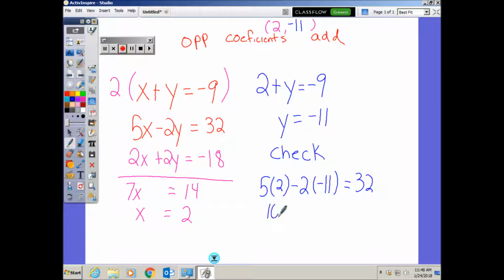5 times 2 is 10. So you can do just 2 times 11. You can ignore the negative sign here and do 2 times negative 11, which is negative 22, but then you're subtracting the negative, which is the same as adding. Or you could keep the negative sign with the 2. Negative 2 times negative 11 is positive 22. So 10 minus negative 22, or 10 plus 22, either way, it equals 32, and that checks. And that was the first problem.